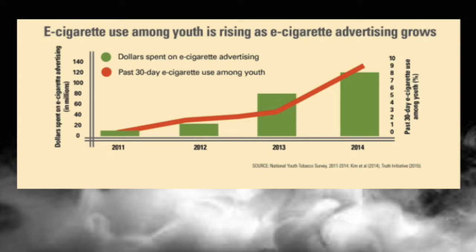For our next graph, we have a comparison of e-cigarette usage among the youth as e-cigarette advertisement grows. In green, you can see from the year 2011 to 2014, there has been a dramatic increase in dollars spent, reaching almost $120 million. As this advertisement spend grows, we also see a correlation between teen usage growing, and this is represented by the orange line.